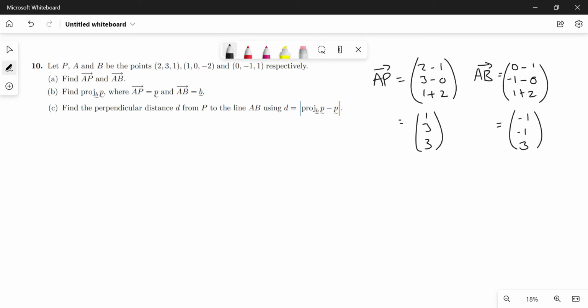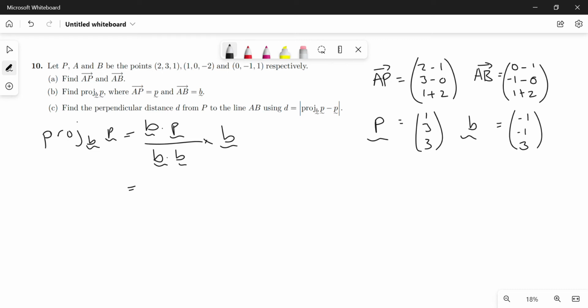Okay, so now we should be able to find the projection of P onto B. The projection of vector P onto B, we know, is P dot B on B dot B, the one we're projecting onto, times its vector there. So P dot B, now we've got AP as vector P and AB as vector B.